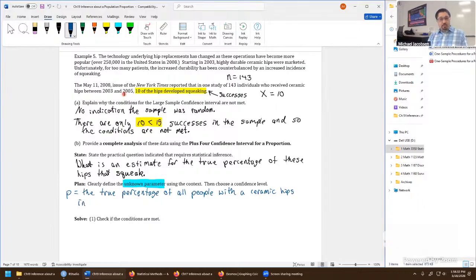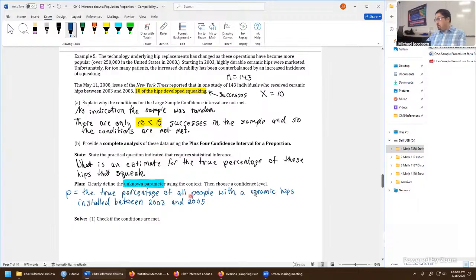I don't know if that's the friendliest word. That doesn't sound patient-oriented, but it's just a brief way of saying it. Installed between 2003 and 2005. So we're saying it's a percentage because the data is categorical with two outcomes, successes and failures.